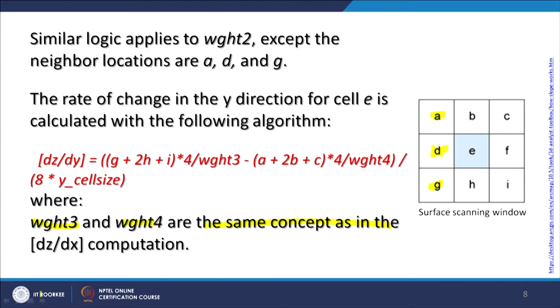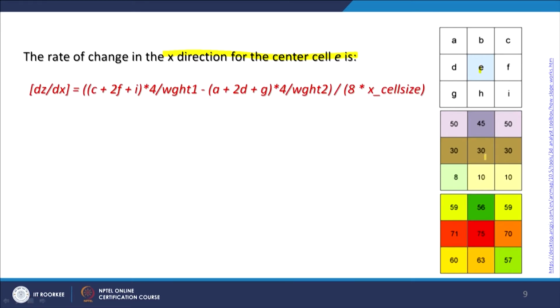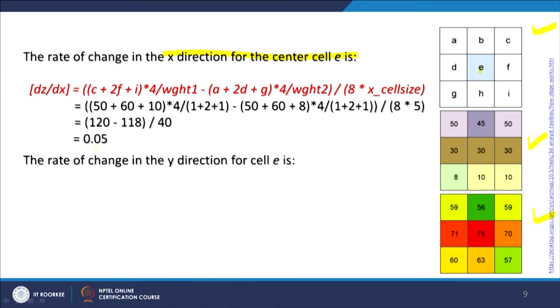x calculation. Now it is for the y calculation. Now this rate of change in the x direction for the center cell E, we can also observe in this example: this is my kernel, the top one, this is my input digital elevation model, and this is my output. So if these values are substituted in the above equation in the red color, then this is what the calculation will end up as, and ultimately we get 0.05 for that one in one direction.